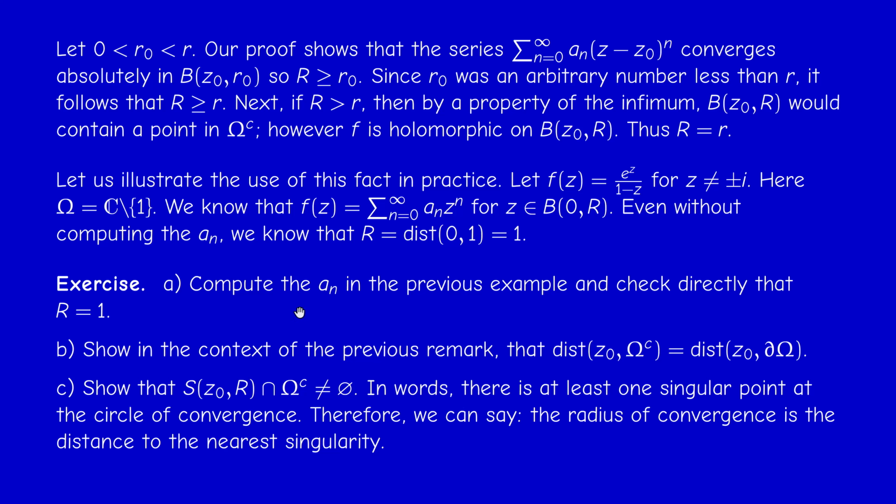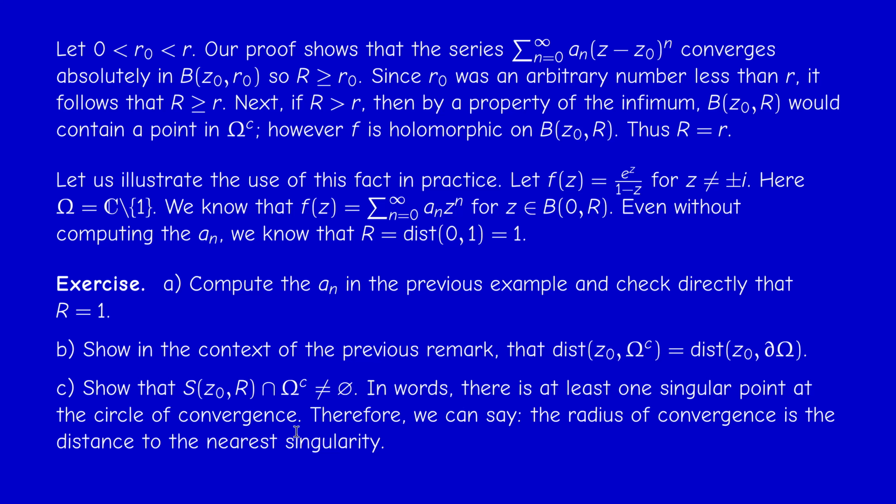The first question is to compute explicitly the coefficients, just in this case, for z different from 1. And the second question, show that in the context of the previous remark, the distance from Z0 to the singular set is also equal to the distance from Z0 to the boundary. This was clear in the picture, actually, but prove this rigorously. And the last question, show that there exists a singular point on the circle of convergence, the circle of center Z0 and radius R. So we have to show that the circle of convergence meets the set of singular points.